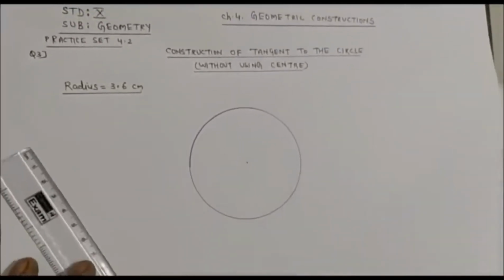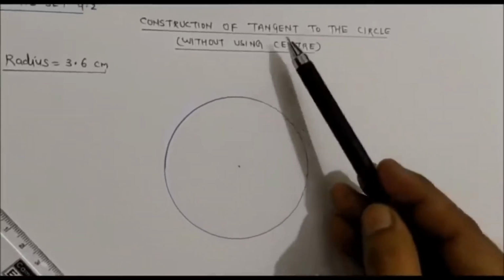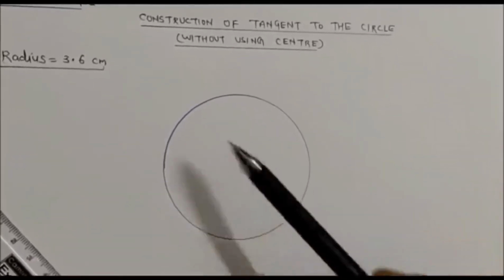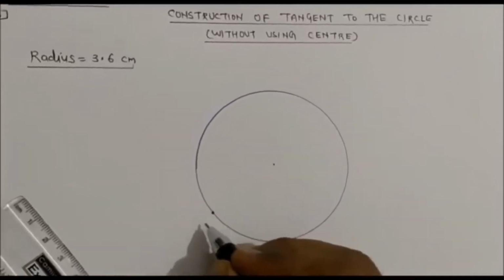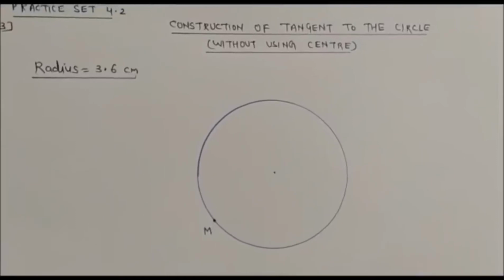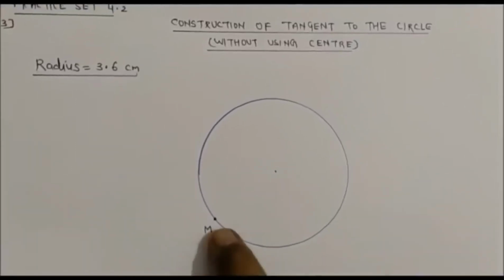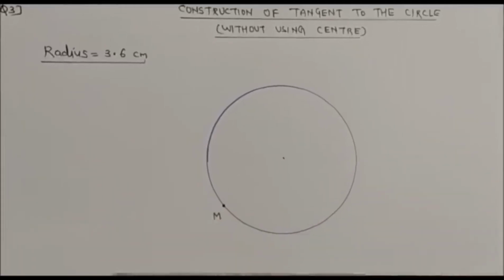You can mark the center. Now we have to draw a tangent to the circle at any point. So we'll take any point, one point here. Now see, this point is M. We have marked this point as point M. So at this point M, now we have to draw a tangent.